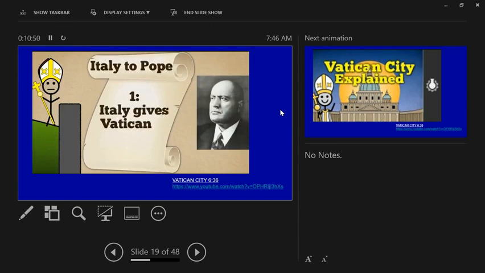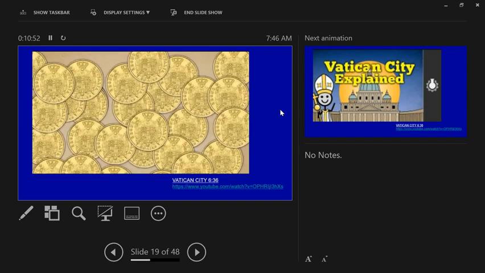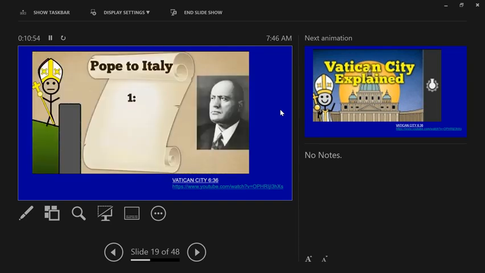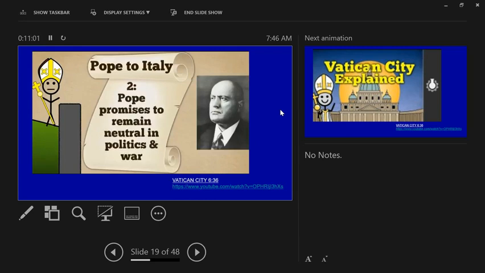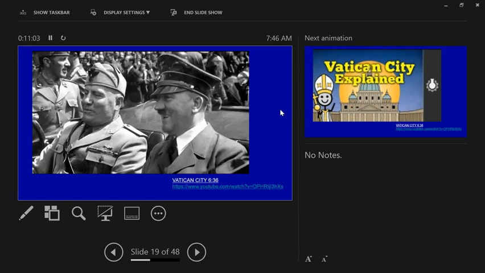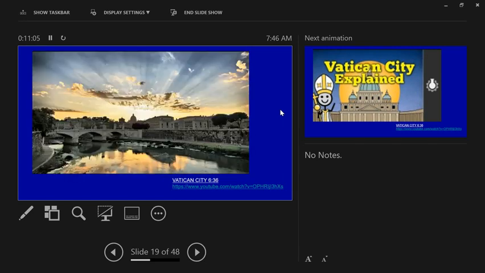1. Italy gave the land of Vatican to the Pope, and 2. Italy gave the Pope a bunch of apology money. In return, 1. the Pope acknowledged that Italy existed, and 2. the Pope promised to remain neutral in politics and wars, on the off chance that Mussolini thought this might be a thing. The deal was signed, and a new country, Vatican City, was born.